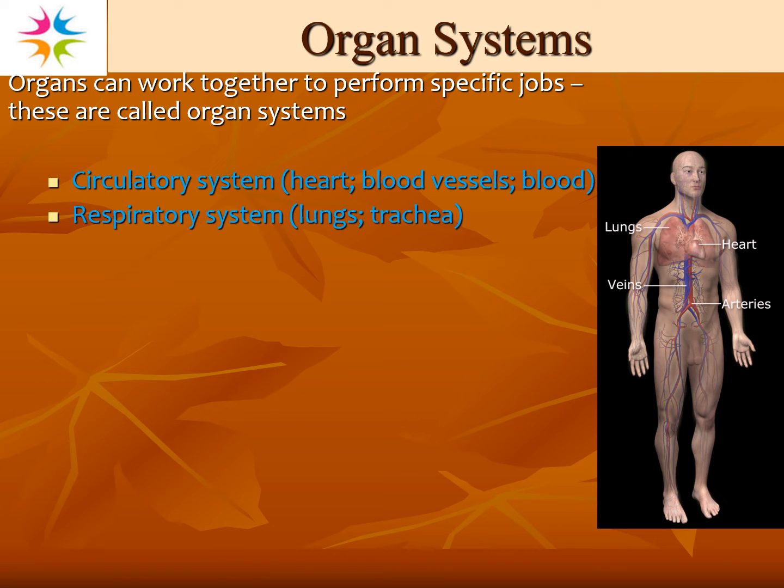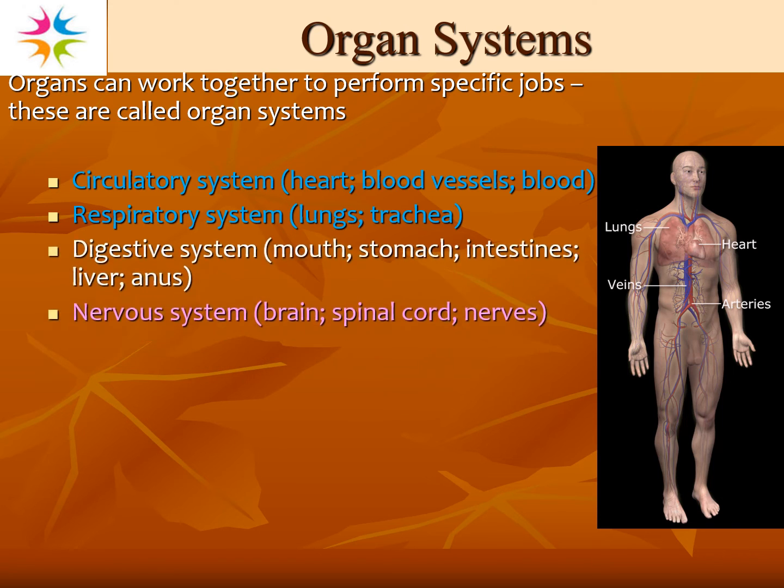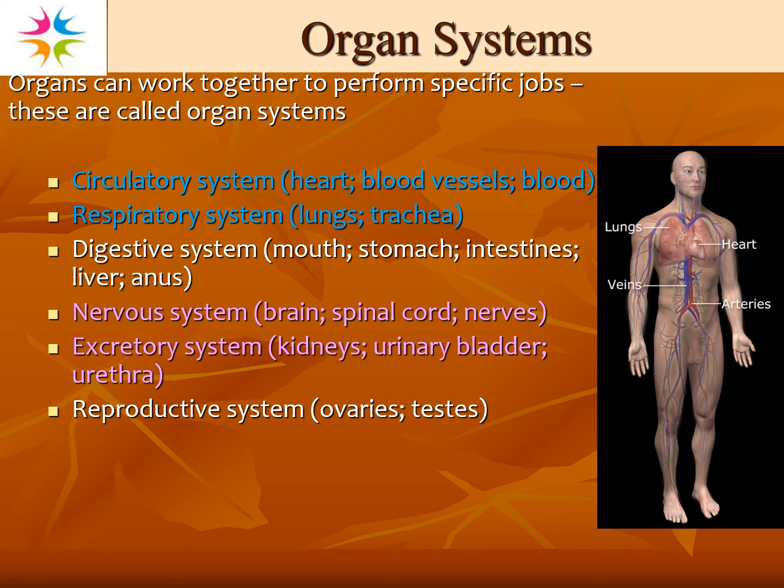So we've looked at the circulatory system. The respiratory system is made up of the lungs and the trachea. The trachea is another name for your windpipe. The digestive system is made from the mouth, the stomach, the intestines, the liver, and the anus. The nervous system is made from the brain, spinal cord, and nerves. The excretory system, the kidneys, urinary bladder, and the urethra.